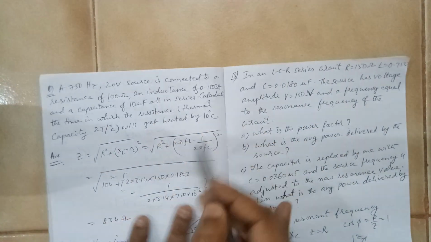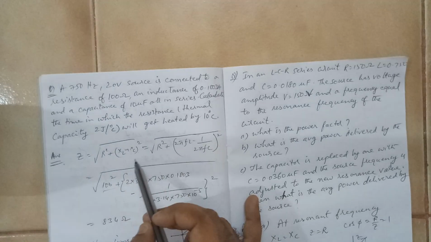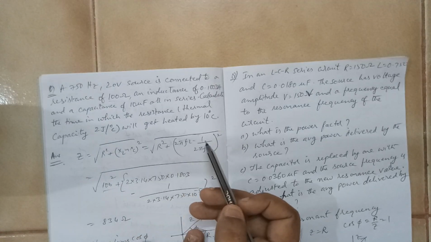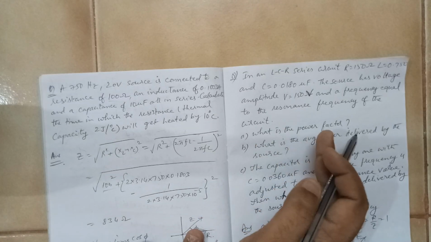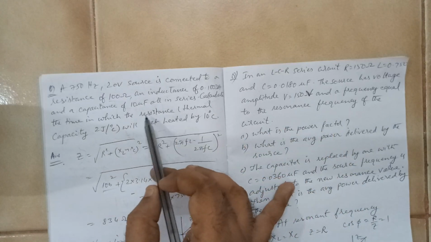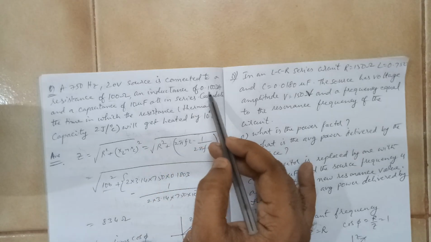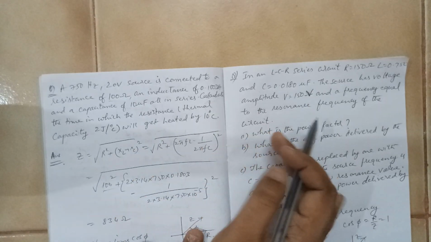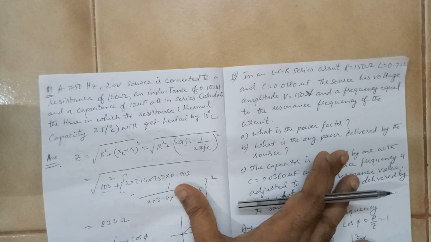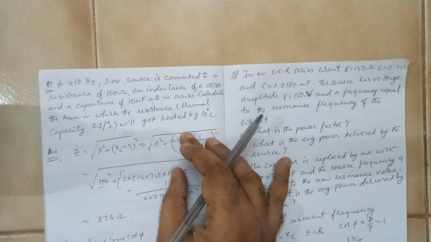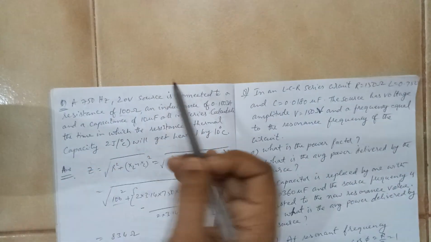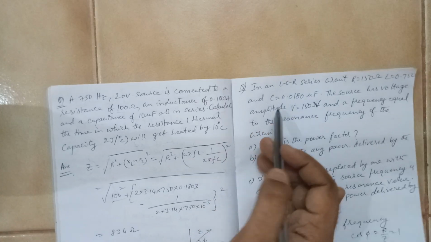Yeah, 100 ohms. XL value, which is omega into L, right? Is omega value given in the question? You need to see that. Inductance is given, capacitance is given. Frequency is given. Once frequency is given, you can find the omega value, 2 pi f.